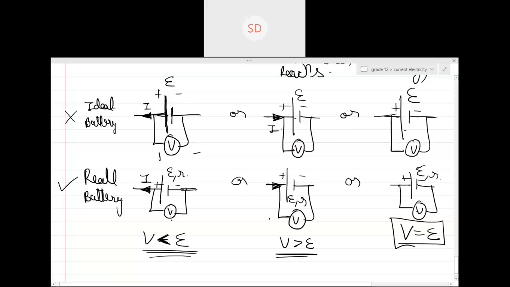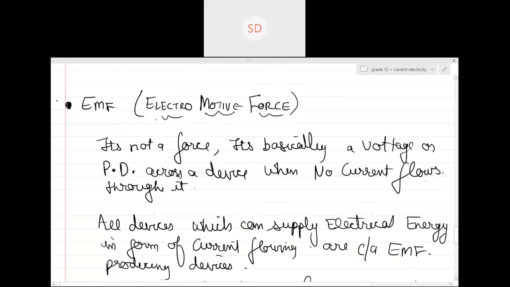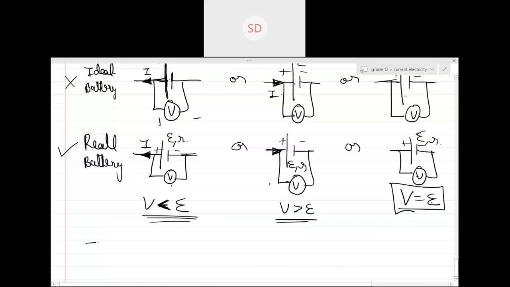Okay, so can you see in this case, when no current is supplied, for both ideal as well as real battery, the potential difference across its ends was how much? Equal to the EMF, right? So can you see the definition came from here? It's basically the voltage or potential difference across an EMF producing device when no current flows through it. Is this clear? When no current flows through it, or you can define it in this way.